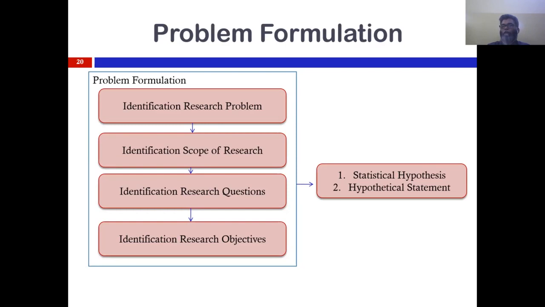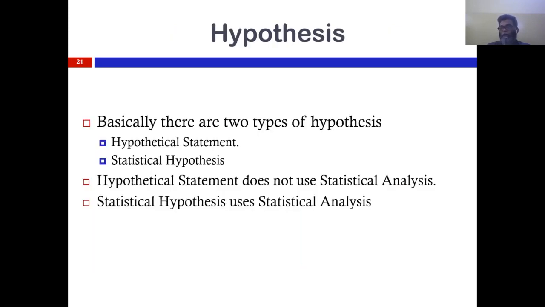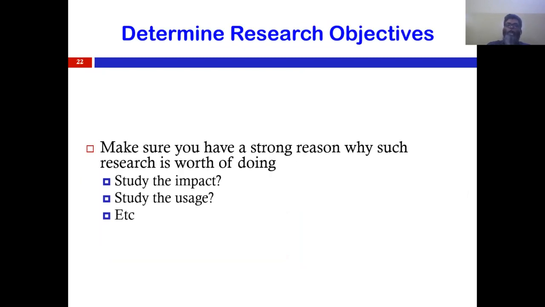So the formulation of the problem: identification of the research problem, identification of the scope of the research. That is important, the scope of the research. Identifying the research questions and the research objectives will automatically take you to the statistical hypothesis and hypothetical statements. There are two types of hypothesis. One is the hypothetical statement, which does not use statistical analysis or statistical measures, whereas the statistical hypothesis uses statistical analysis. Define or determine the research objectives.